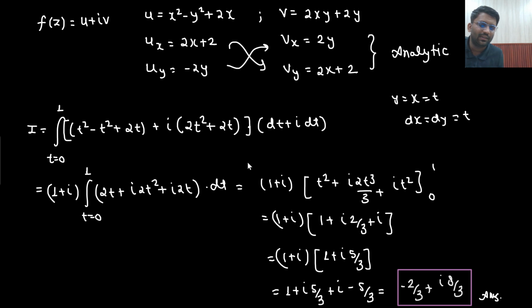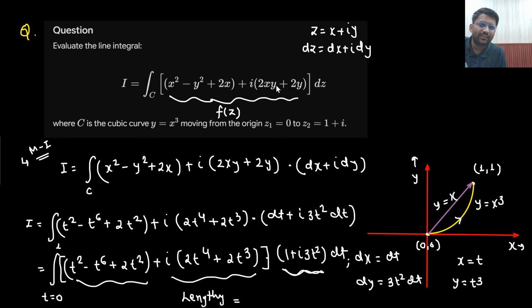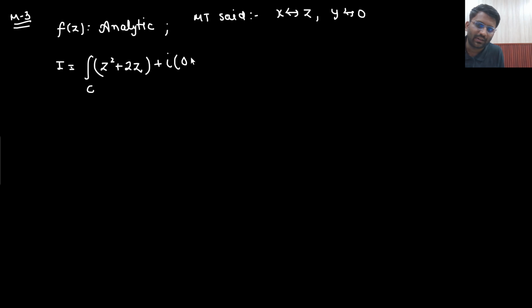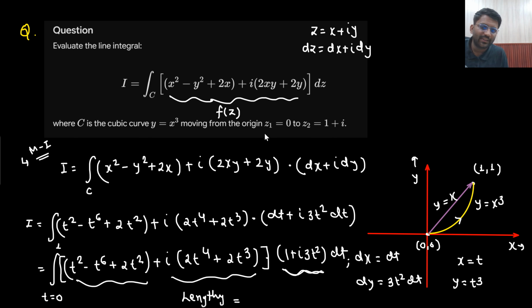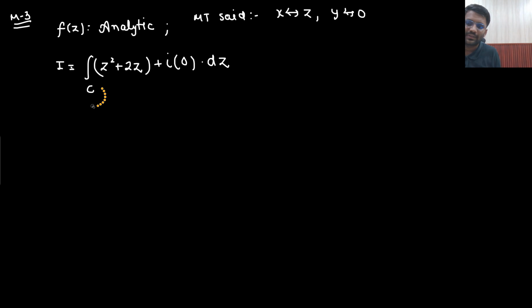So what will I get? Z square plus 2z, plus iota, here I will put z, 0, 0 plus 0. It will be 0 only, no? In place of y, I need to put 0. Here also 0. So iota 0 dot dz. And from where to where is your z going? So z is moving from 0 to 1 plus iota.